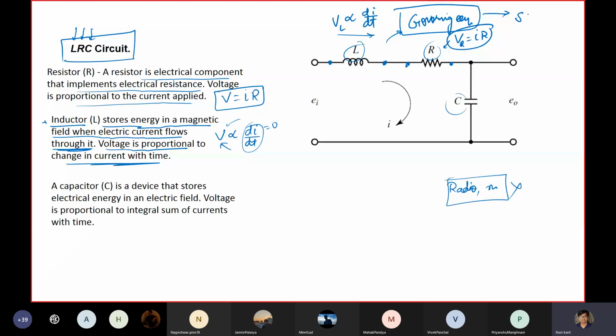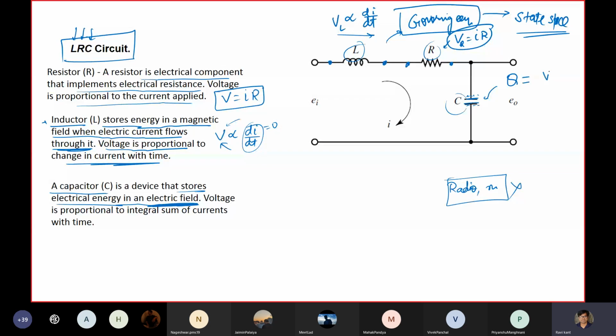Similarly, the capacitor is a device that stores electrical energy in an electrical field. You have parallel plates over here, with a positive charge. The philosophy of the capacitor is quite different. Here the charge is proportional to the voltage, with the capacitance multiplied to it. So Q is equal to CV is the governing equation for the capacitance.